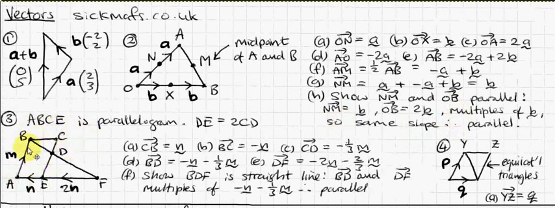ABCE, this thing here, is a parallelogram, and also another useful bit of information, DE is equal to 2CD. So this is twice the size of that.